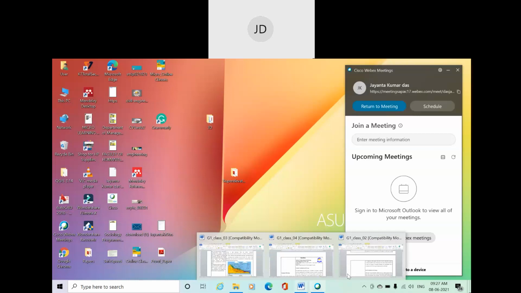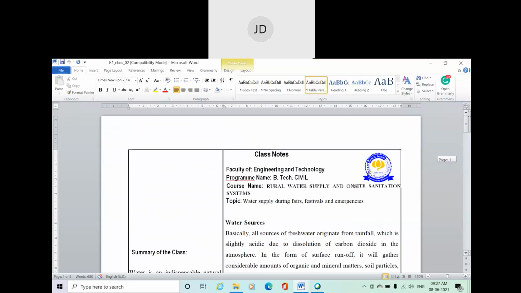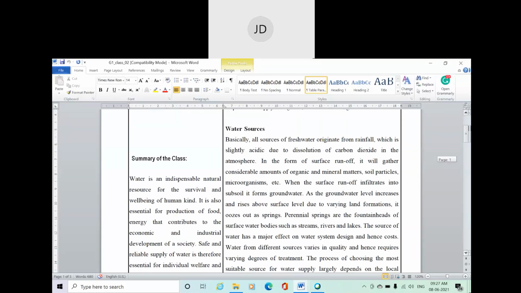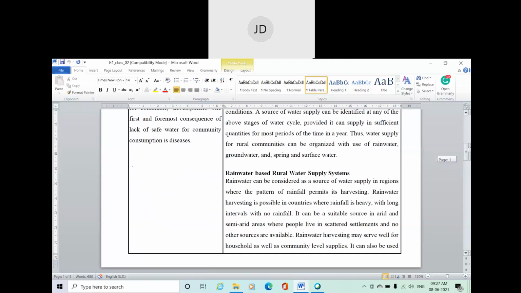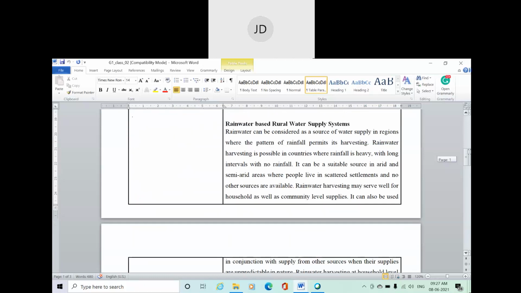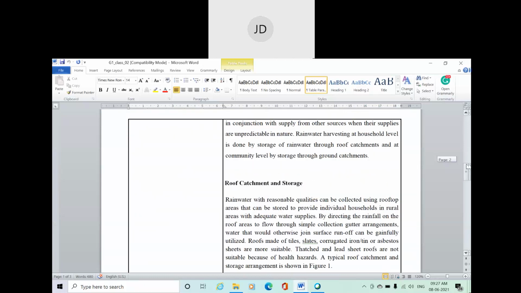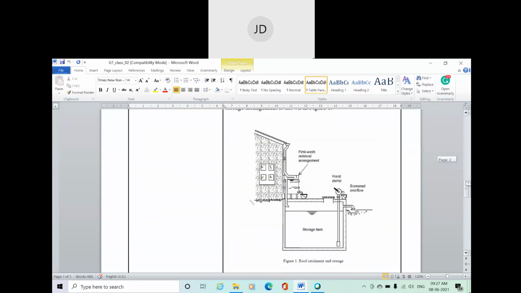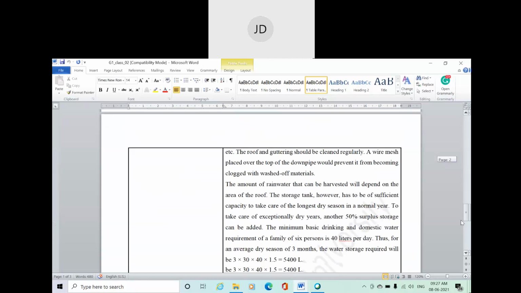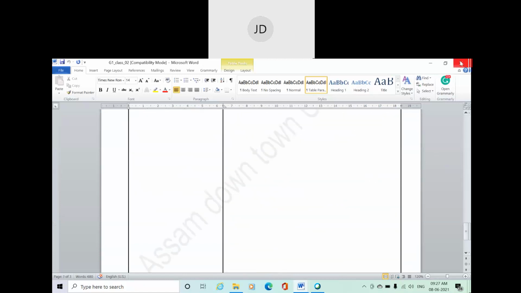So in the last class, we were discussing water supply during festivals, emergencies or fairs. We discussed the basic sources of water, then the rainwater-based rural water supply system, and under this we discussed roof catchment and storage. We have already discussed the household setup for rainwater harvesting in the last class. Fine, so let's close this.